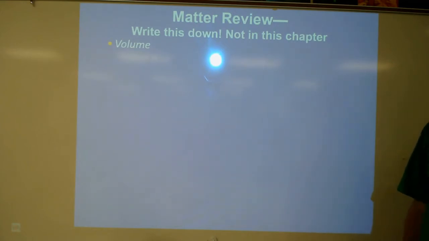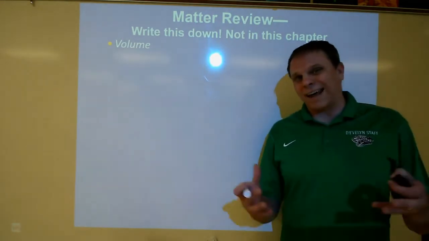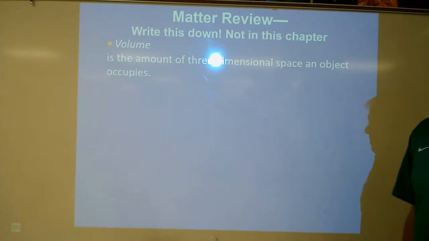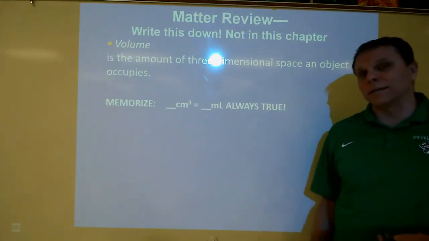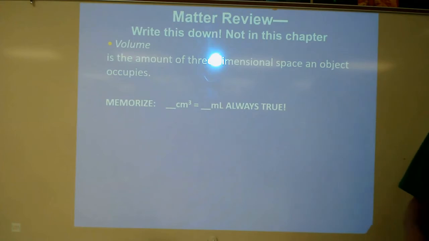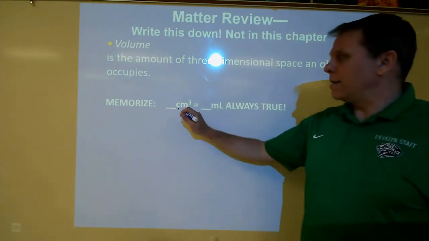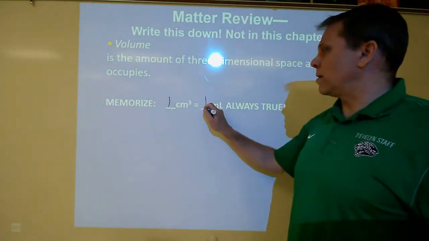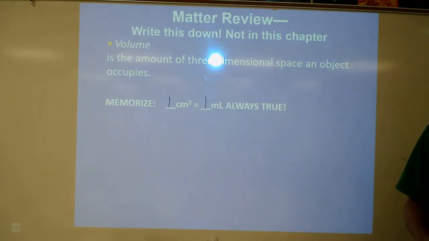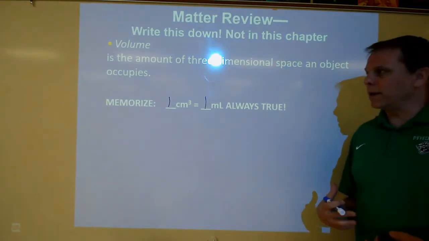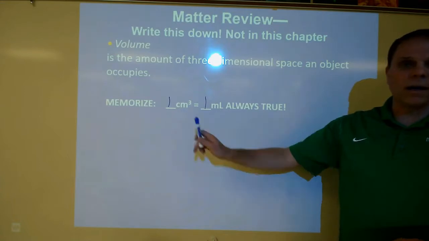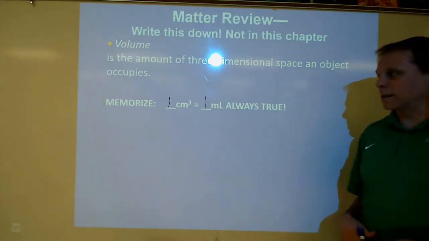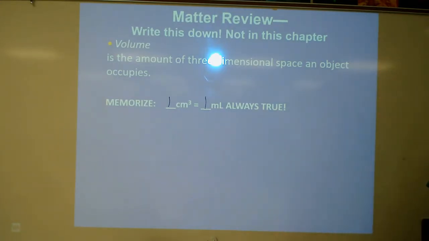So what is matter? Well, one of the properties of matter is that it has volume, right? It's going to take up space. And so the amount of 3-dimensional space an object occupies is going to be considered its volume. You should memorize that 1 cubic centimeter equals 1 milliliter, all right? This is going to be true. We basically have defined a milliliter based upon a centimeter by a centimeter by a centimeter, so this is going to be true all the time.